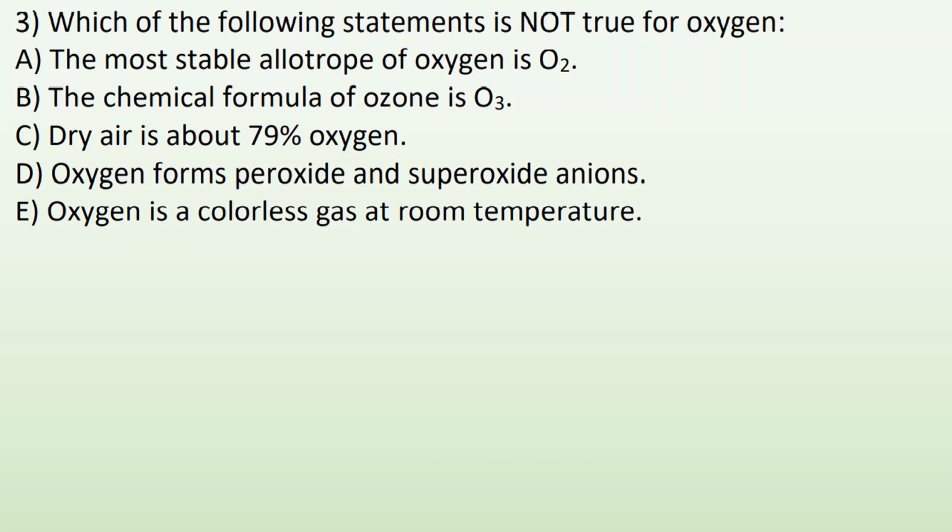Which of the following statements is not true for oxygen? All right, the most stable allotrope of oxygen is O2. That is a true statement. The chemical formula for ozone is O3. That is also a true statement. Dry air is about 79% oxygen. That is false. It's roughly 20% oxygen. The 79% is more likely nitrogen.